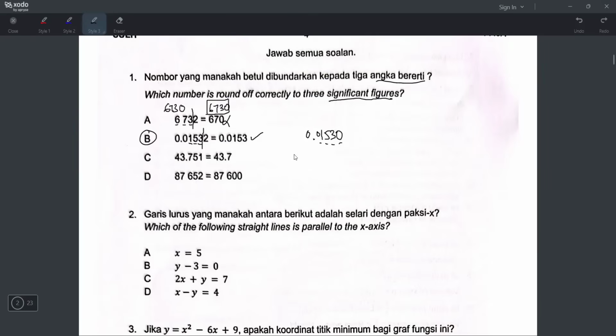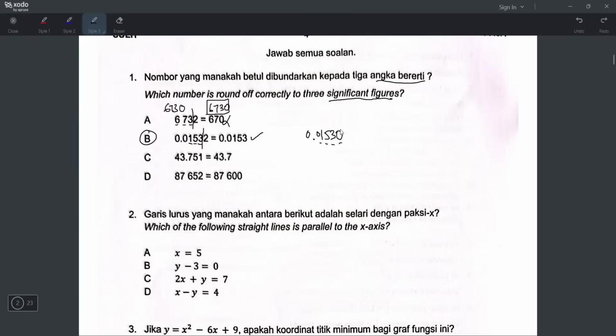So I repeat one more time. The 0 on the left side memang tak payah kira forever. Doesn't matter got decimal point or no decimal point. The 0 on the left side, we will never count it as significant figures. But the 0 on the right side, we will count it only when there's a decimal point. When there's a decimal point anywhere on this value, then we will count the 0 on the right side. Okay, that's why this one we count it.